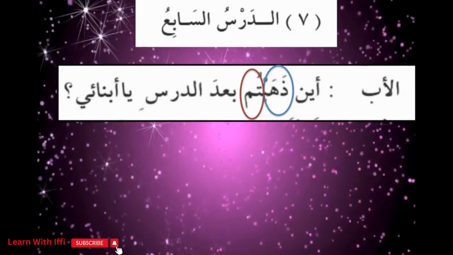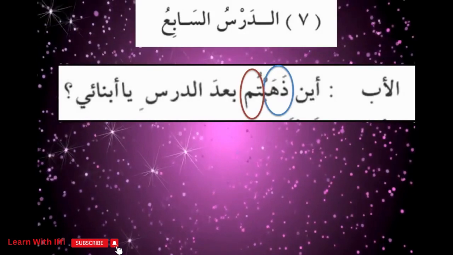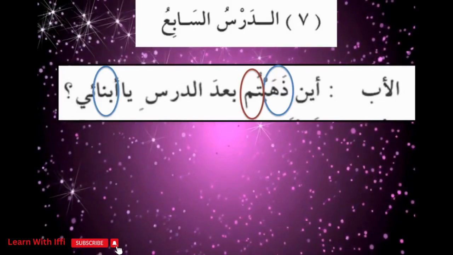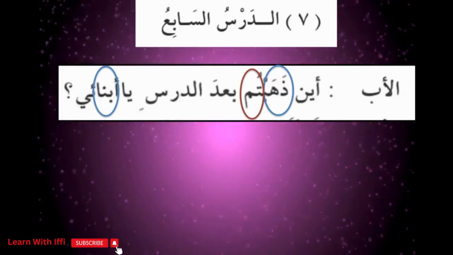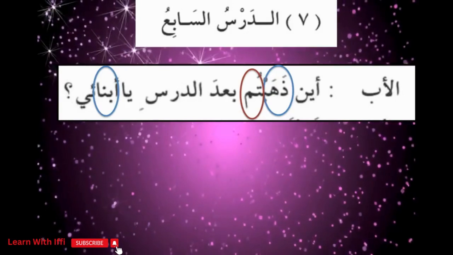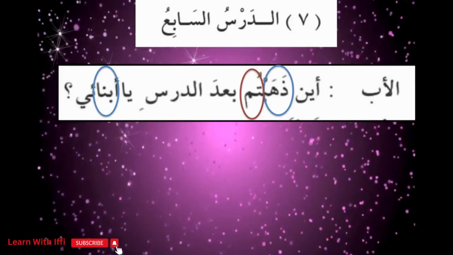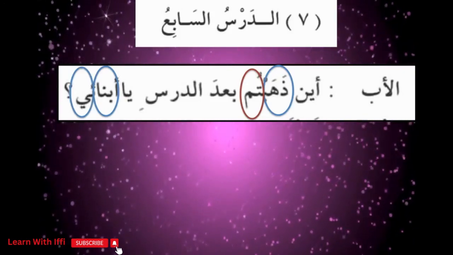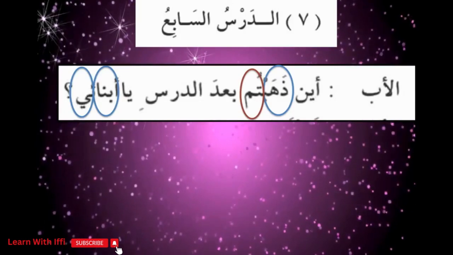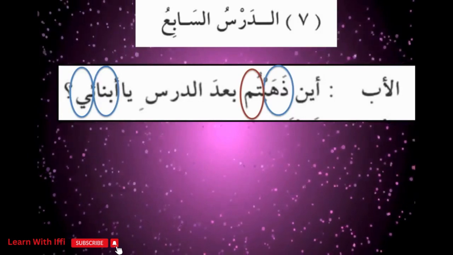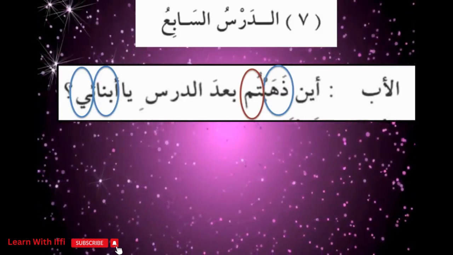Dhahab is fi'l madi, which means the action has already taken place. So, where did you go? Ba'da is maf'ul bihi, it is a zarf, and what comes after the zarf is mudaf ilayhi. So ba'da darsi, after the lesson, ya abna'i. Ibnun, the plural is abna'un, and here it is mudaf and mudaf ilayhi, abna'i, O my sons. So aina dhahabtum ba'da darsi ya abna'i, where did you go? We use 'did you go', that's how you translate in the past tense.